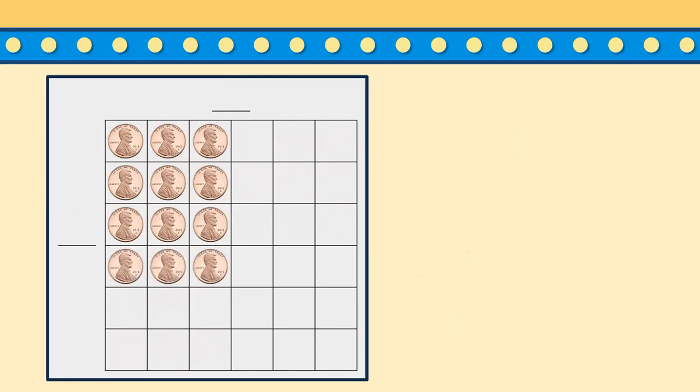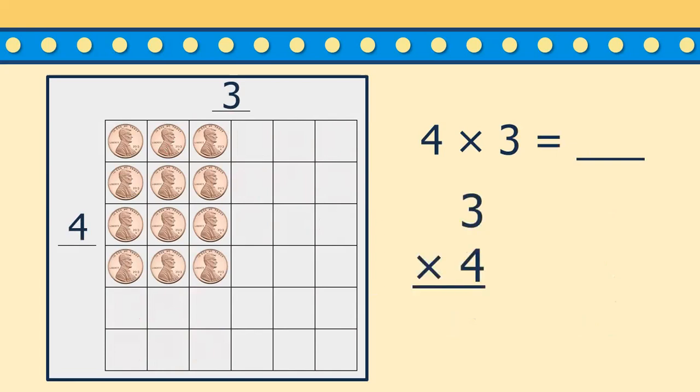All right, we've got pennies again. We have 4 pennies up and down. We have 3 pennies across. We have it written out as 4 times 3, the factor 4 times the factor 3. And here we're going to write them vertically and write 3 times 4 because we're going to use our commutative property. And 3 times 4 is 12.